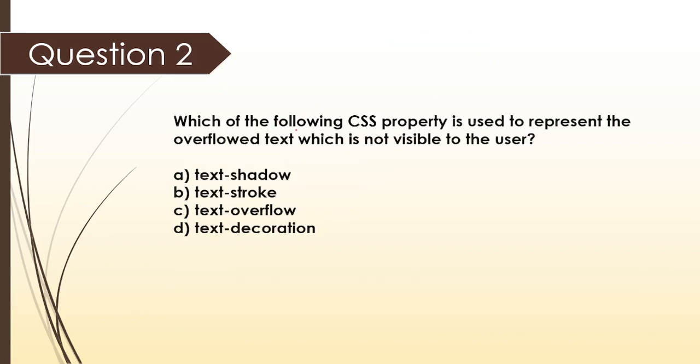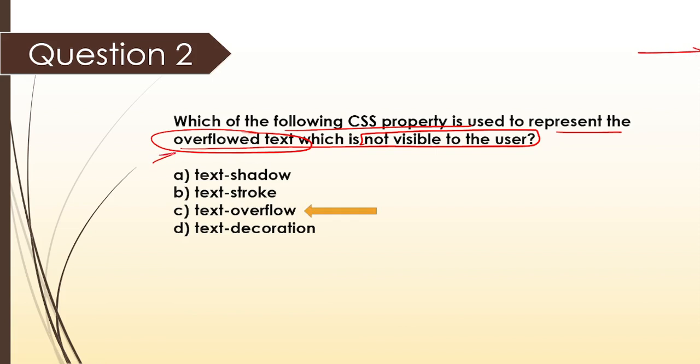Next question is, which of the following CSS properties is used to represent the overflowed text which is not visible to the user? What is the meaning of overflowed text here? Let's say this complete screen you are watching is my web page. If some text is going outside the screen, then it is known as overflow text. Whenever you want to see that overflow text that is not clearly visible to the users, you should use the text-overflow property.